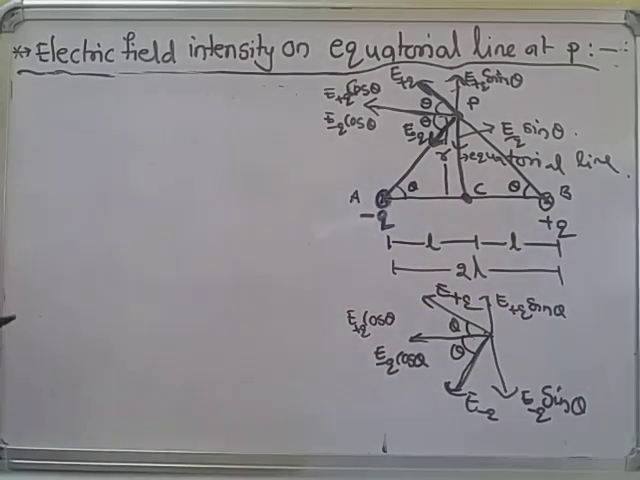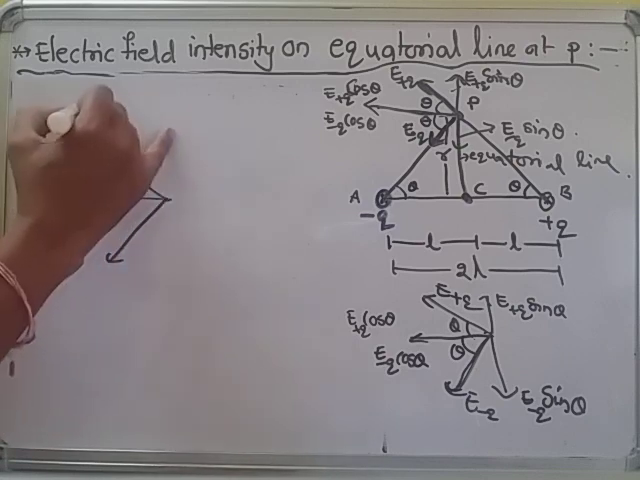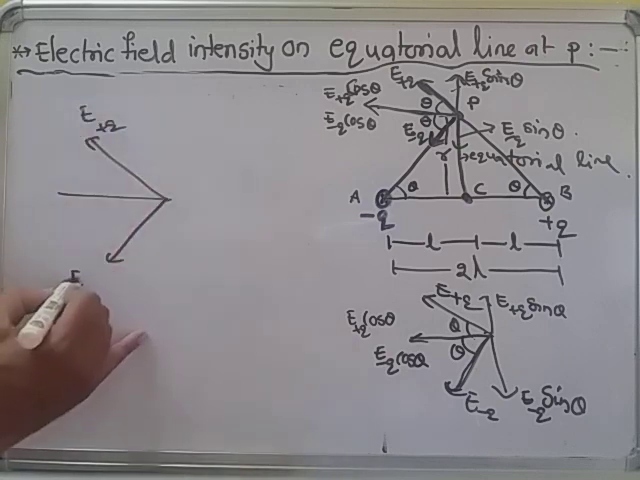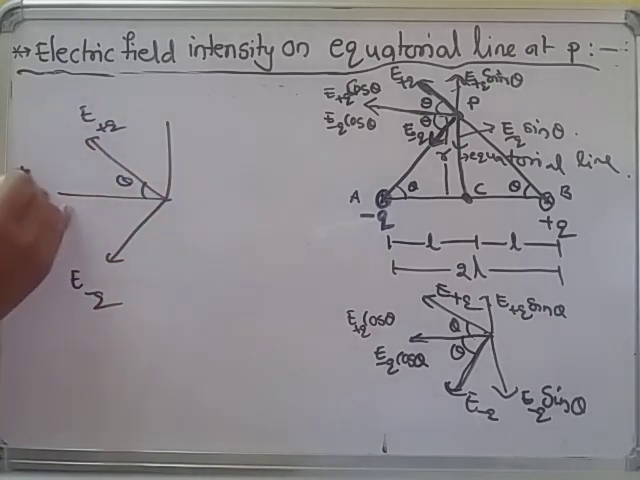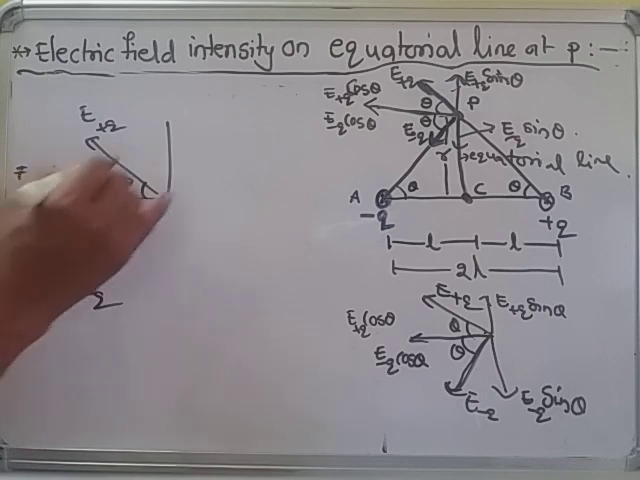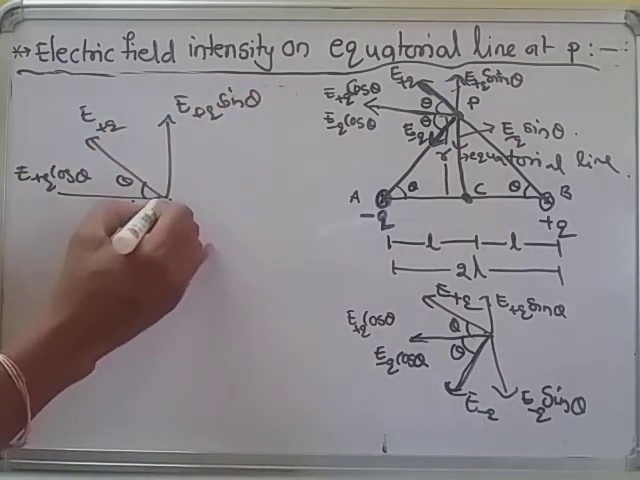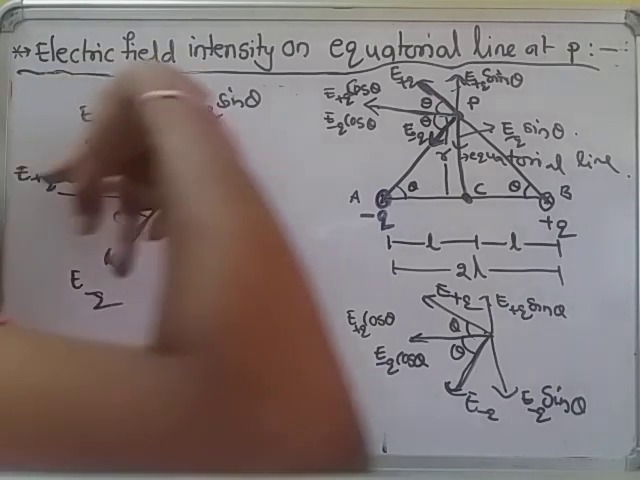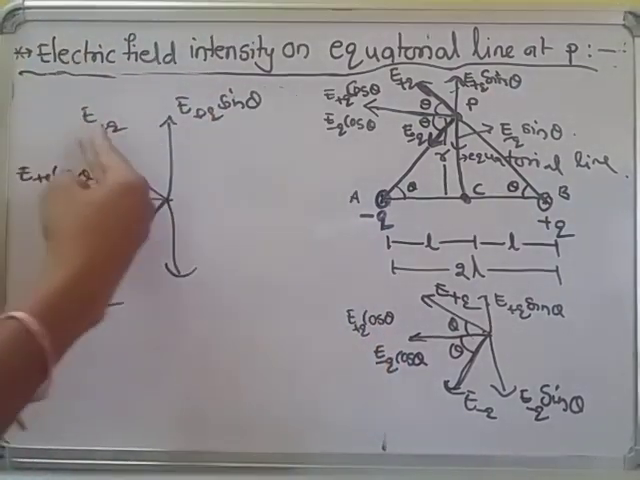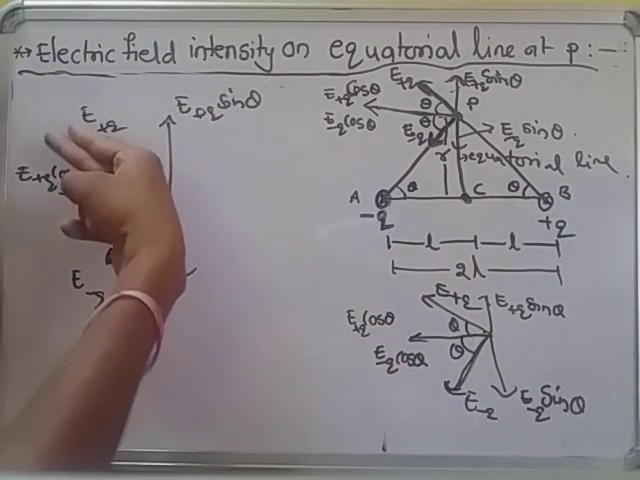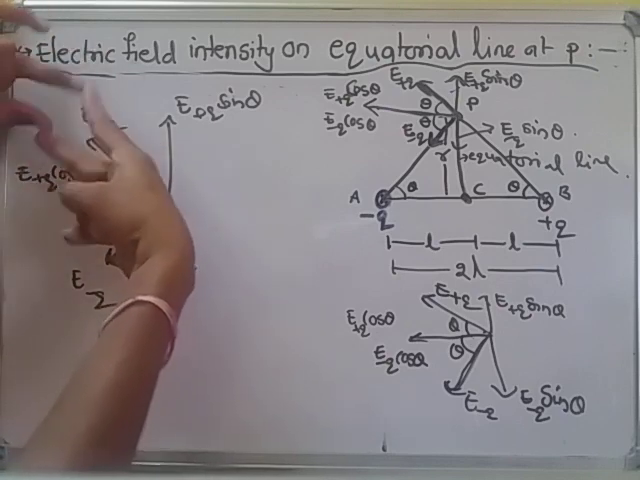I will tell the components once again. This is the E plus Q direction, and this is the E minus Q direction. This angle is theta. I want to classify E plus Q into components: this is E plus Q cos theta, and this is E plus Q sin theta. E minus Q is also classified into rectangular, perpendicular components, one this side and the other this side. It is divided into two parts like this.